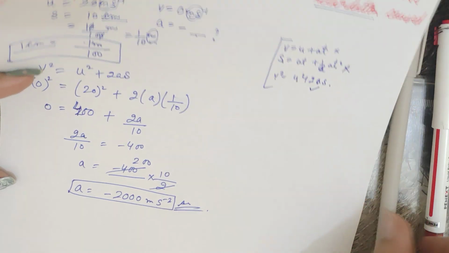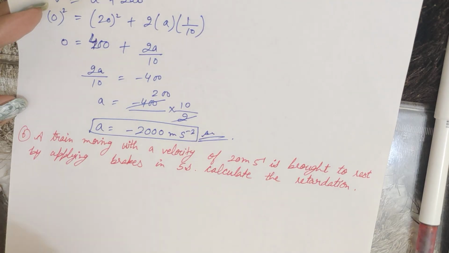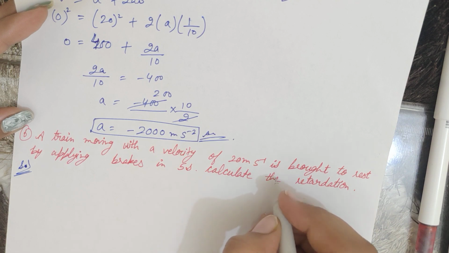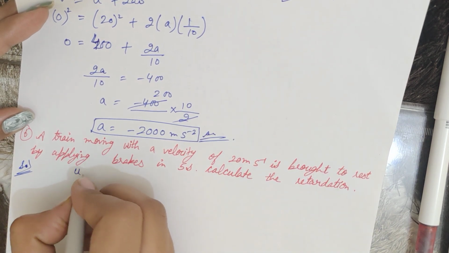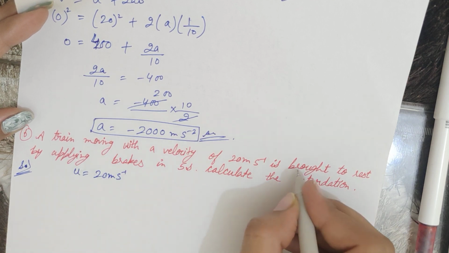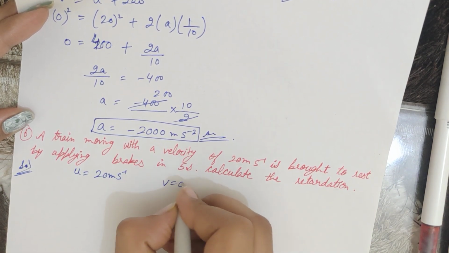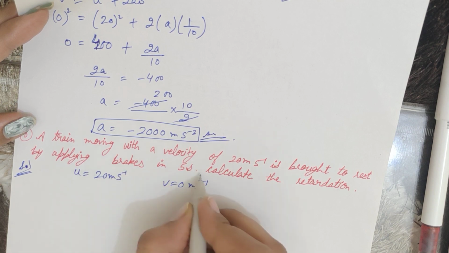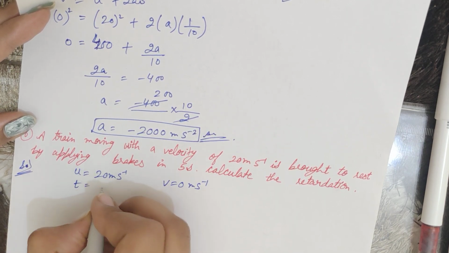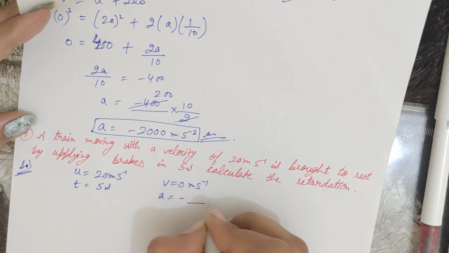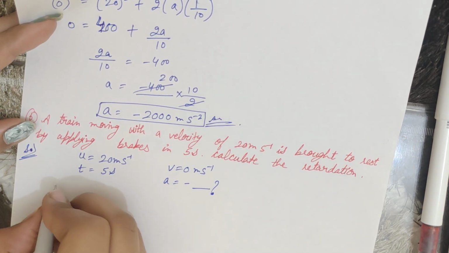Next is numerical number 6. A train is moving with a velocity of 20 meter per second, which means it is the initial velocity, and it is brought to rest. The final velocity is zero, as it is at rest after applying the brakes in 5 seconds. T is equal to 5 seconds. Calculate the retardation. The value of A will come in negative, and we have to find the acceleration.